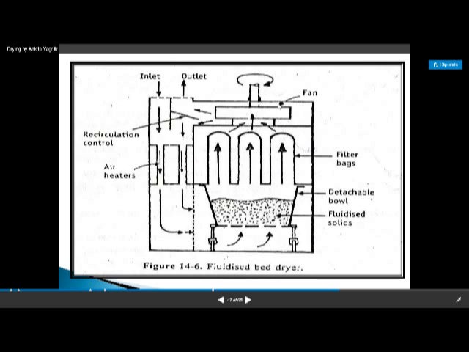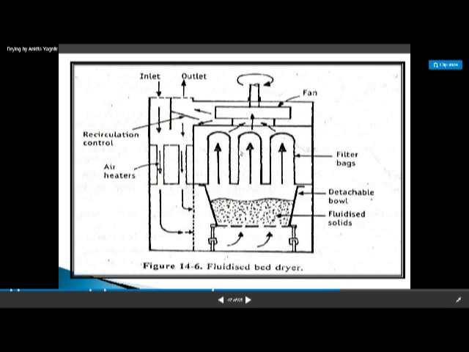Now here a fan is attached. For what? For the recirculation of the air. The hot air is going to be recirculated with the help of this fan. And these are the filter bags which are attached over this bowl. For what purpose? For the collection of fines. The flying particles that are very fine in size and in dried condition will move into these filter bags, and they are going to be collected there. So this is the construction of this fluidized bed dryer.